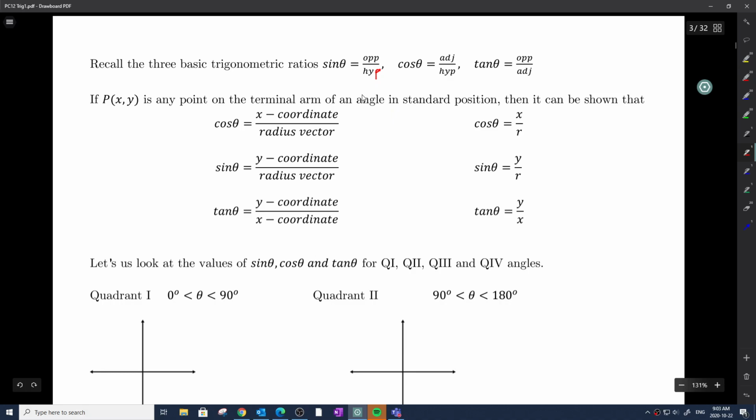If P(x, y) is any point on the terminal arm of an angle in standard position, then it can be shown that cosine theta is equal to the x-coordinate divided by my radius vector. Sine theta is equal to my y-coordinate divided by my radius vector. And tangent theta is my y-coordinate divided by my x-coordinate.